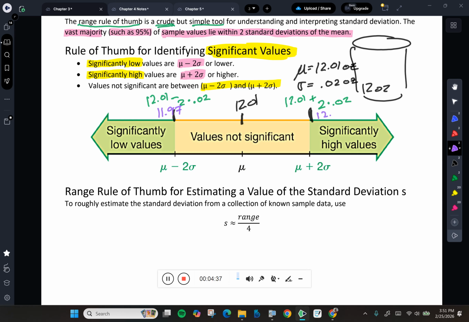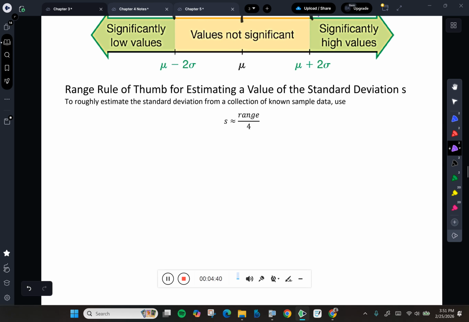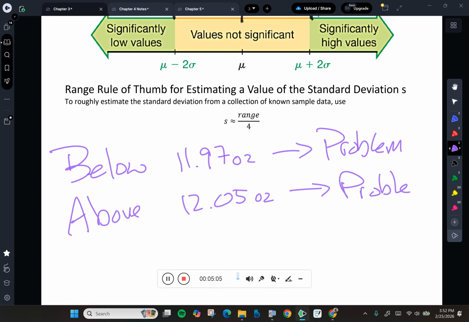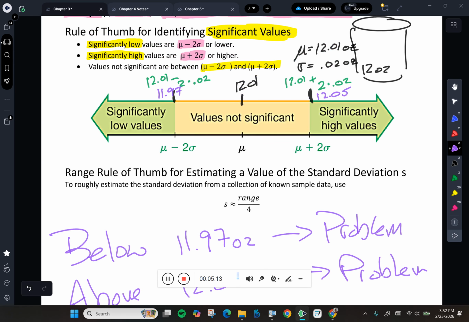And this is 12.05. So what does that tell me? Well, it tells me that anything below 11.97 ounces, we've got a problem. Anything above 12.05 ounces, we also have a problem. Anything below 11.97 ounces and my machine's probably underfilling. Because you think about the numbers now. So I'm going to erase some of this so I can have some space up here.